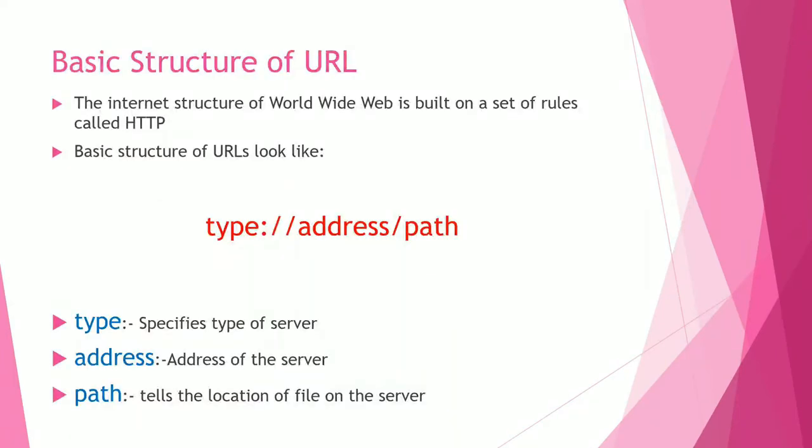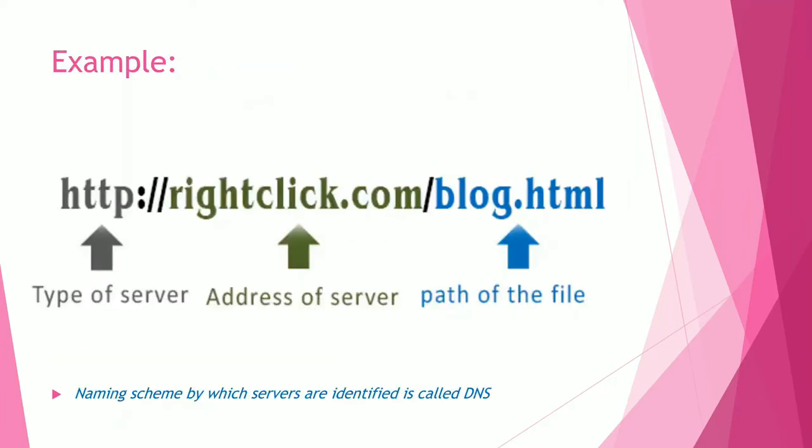The internet structure of the World Wide Web, in short WWW, is built on a set of rules called Hypertext Transfer Protocol or HTTP. HTTP uses internet address in a special format called a URL. The basic structure of URLs looks like type, address, path format, where type specifies type of server, address is the address of the server, path tells the location of file on the server. In this example, HTTP identifies both the protocol and the server.